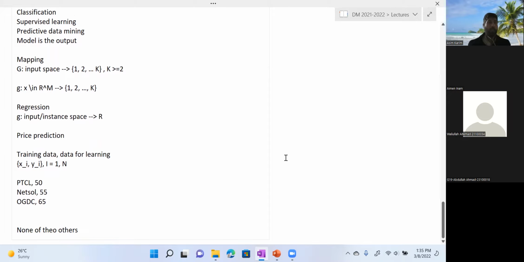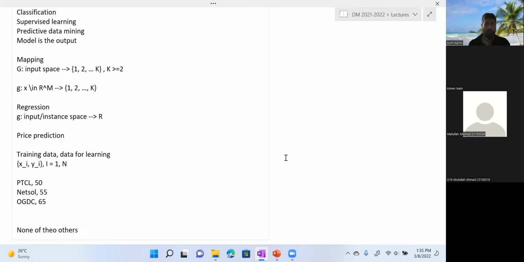Of course, I have written PTCL and OGDC here, but usually we will be representing these entities with some features X, not just the name, because the name is not very descriptive. So we'll have some features, like what their previous price history was, what the last price was, or what their last year's profit was, and so on. So we'll have a feature set. And then of course the output is the price.